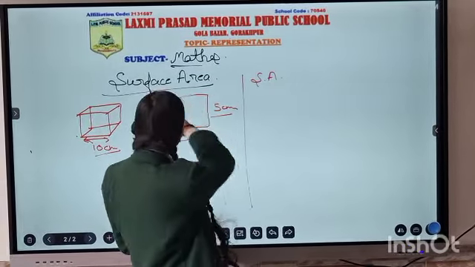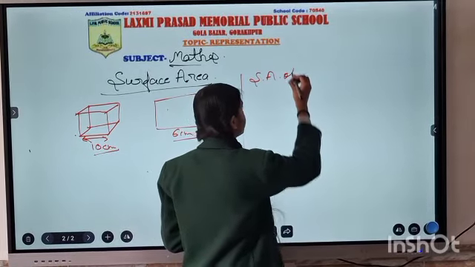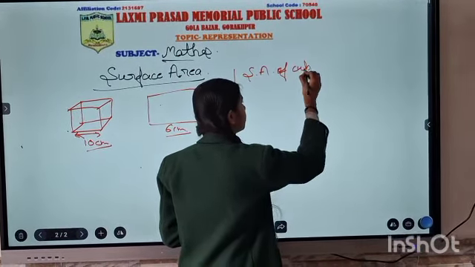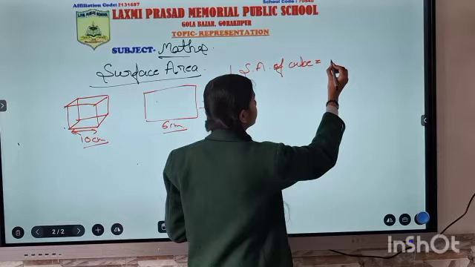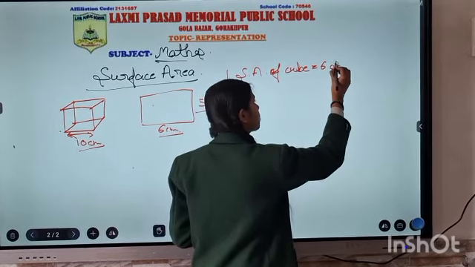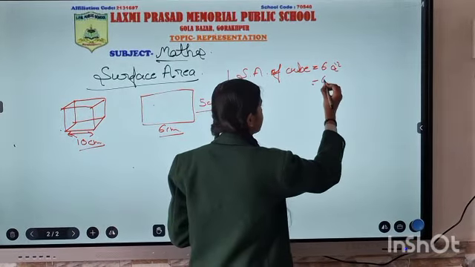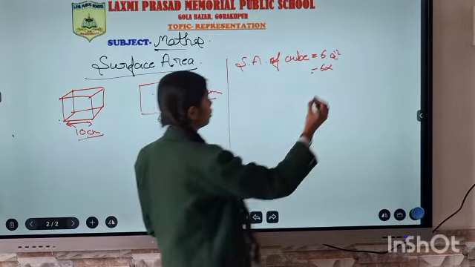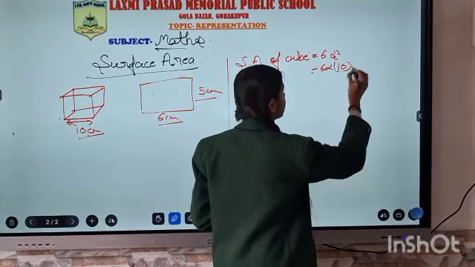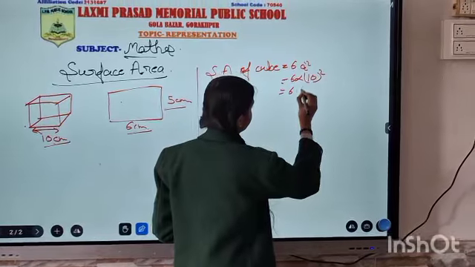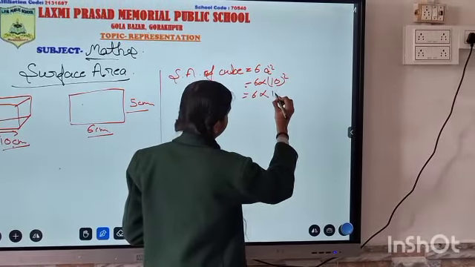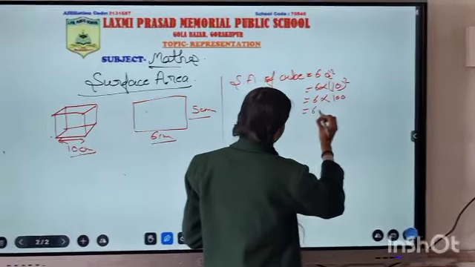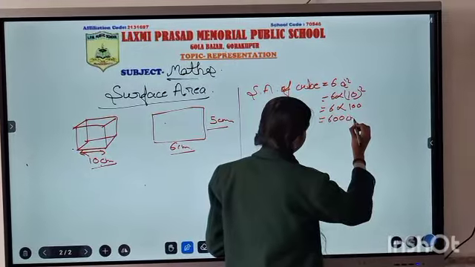SA stands for surface area of the cube, which is equal to 6a square. That is 6 into, here the side is 10 centimeter, 6 into 10 square. That is 6 into the square of 10, which is 100. So 600 centimeter square.